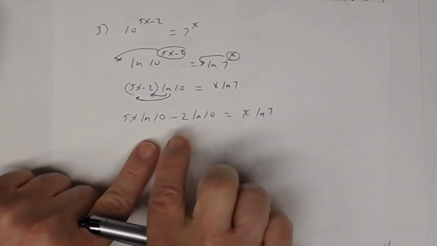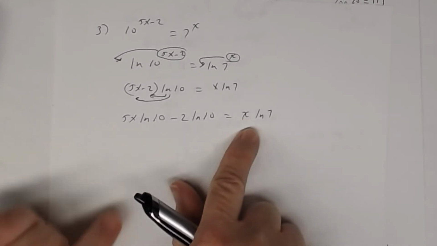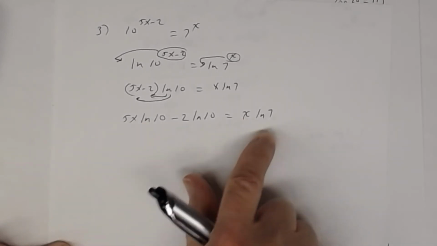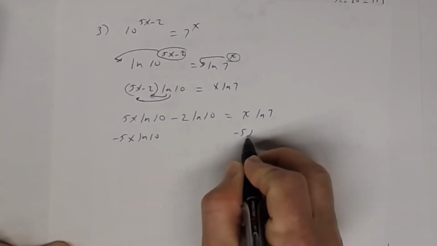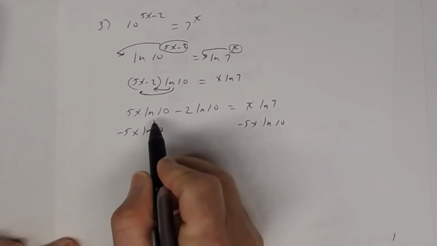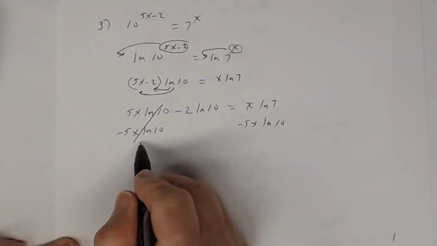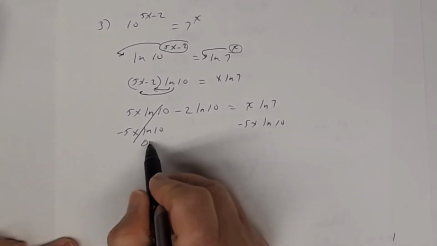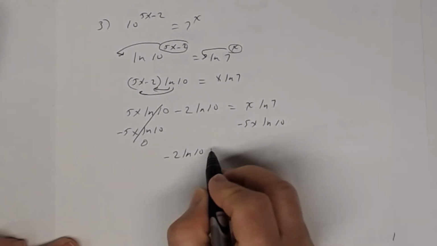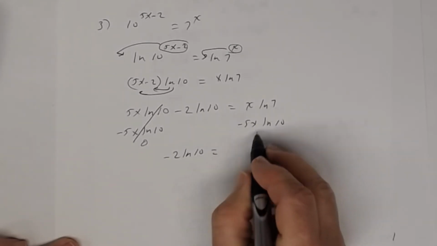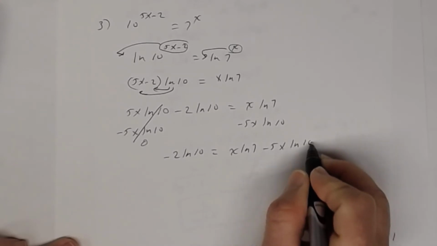Okay, now let's bring all the variable terms to one side. It's easier just to bring this one over. So I'm going to subtract 5x times the natural log of 10 from both sides and combine like terms. 5x natural log of 10 minus 5x natural log of 10 is 0. So I get 0 on the right, and -2 natural log of 10 equals x natural log of 7 minus 5x natural log of 10.